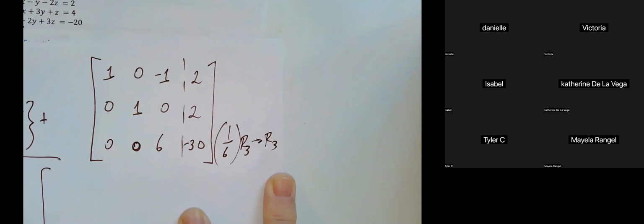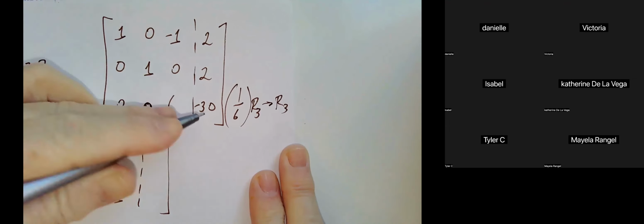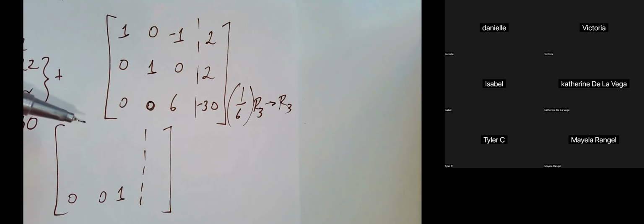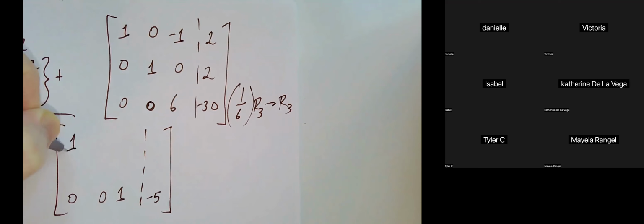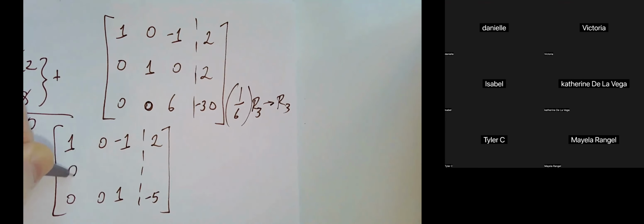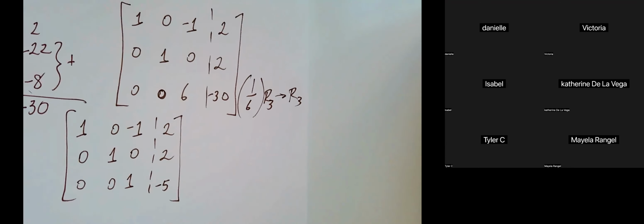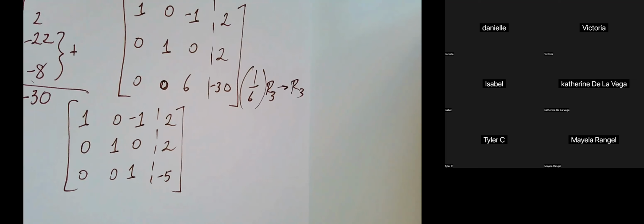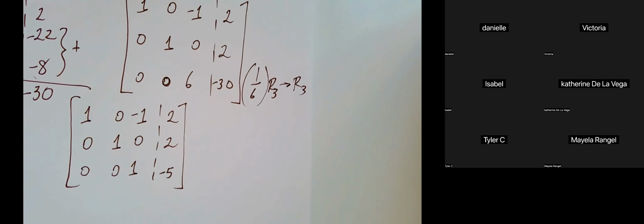So our new row 3 is 0, 0. What is -30 divided by 6? -5. Awesome. We still have 1, 0, -1, 2 for row 1, and 0, 1, 0, 2 for row 2. And we just have one tiny thing left. What is that?